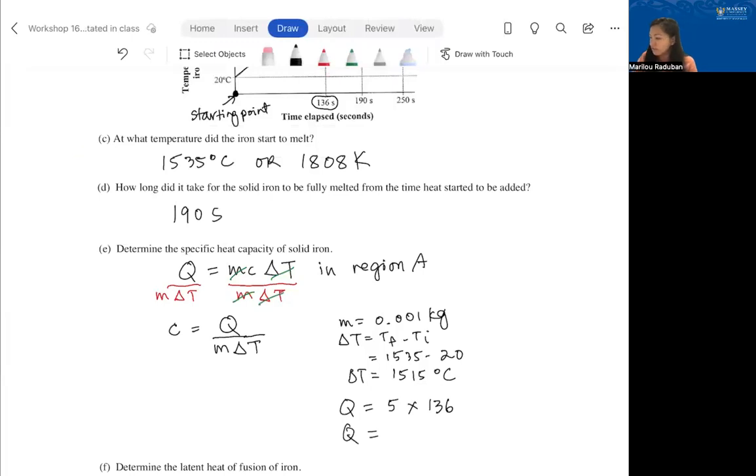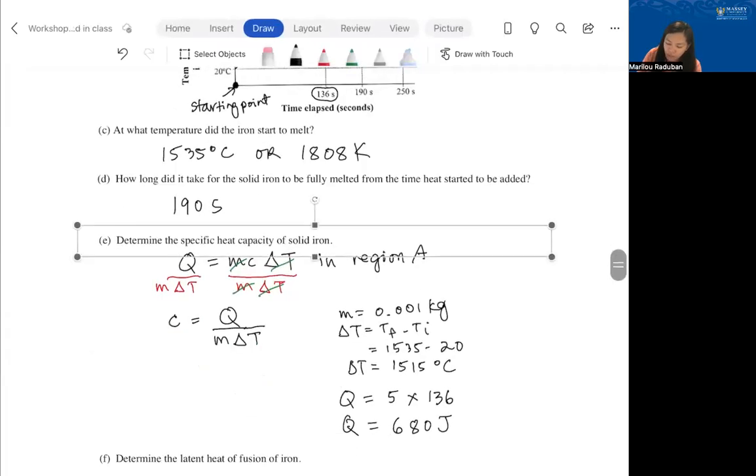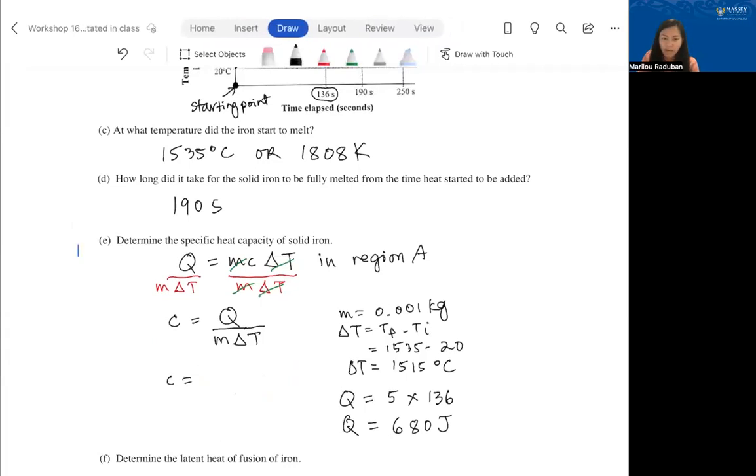Cool. All right, good. Thanks for the confirmation there. So 5 times 136 is 680 joules. So that's the amount of heat added over 136 seconds. And during that time interval, the temperature changed from 20 degrees Celsius to 1535 degrees Celsius. Right, so therefore we can solve for the specific heat of solid iron.